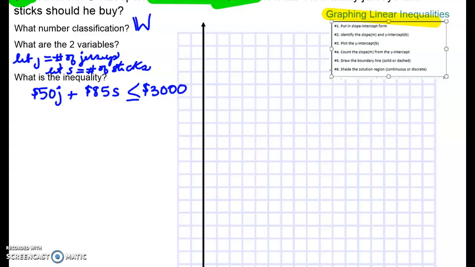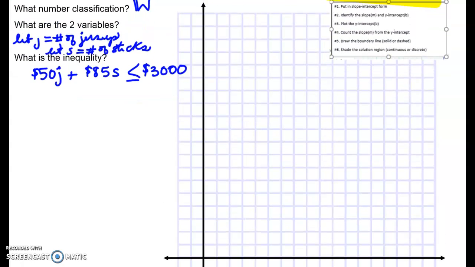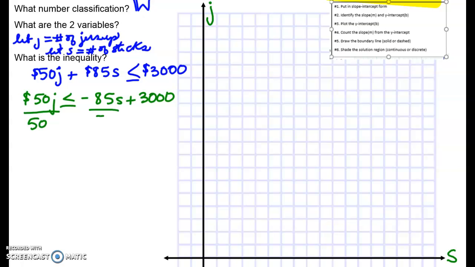It doesn't really matter, but I'm going to move this down a little bit so we can see the x-axis. Let's choose our x to be s and our y variable will be j. So we are going to solve for j. We're going to subtract 85s from both sides. Now you can go ahead and drop the dollar symbol, it's up to you. Okay, and then we're going to divide by 50 to get j alone on one side.